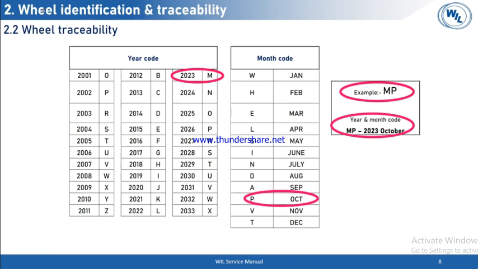Then for 2012, we should start with A, but we started with B. Because 1 means A, 2 means B, so for 2012, 2 means B. 3 means C, 4 means D, and so on, alphabetically. But O, P, Q will not be there because Q and O are similar, with only one difference, so we have not taken Q. This year it is M, next year will be N, and 2025 will be A. Understand?